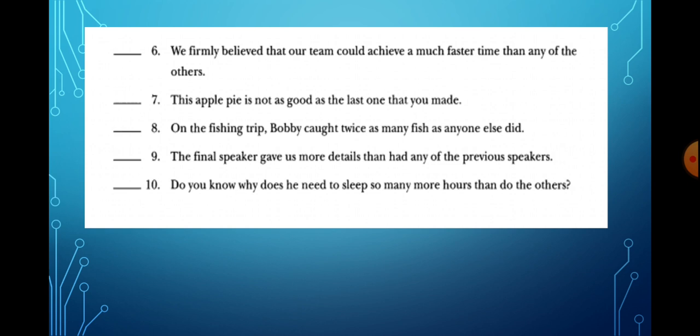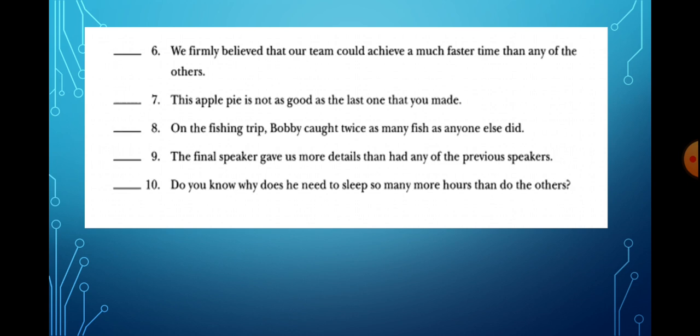Number 7, this apple pie is not as good as the last one that you made. This apple pie is not as good as the last one. That you made is just another sentence added with a connector. So this apple pie, this is the subject, is not, this is the verb, as good as, this is the comparison, or as we call it, an unequal comparison. The last one, the compared-to. So we have a compared and a compared-to without inversion and without a helping verb. And this sentence is possible and it is correct.